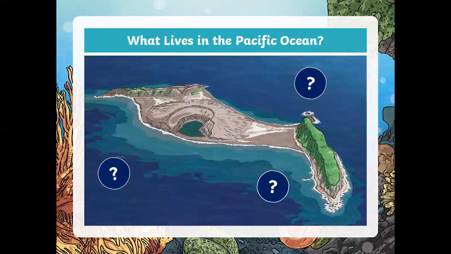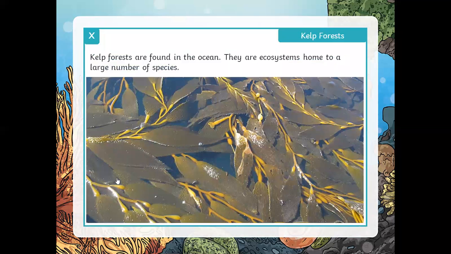So let's find out what we can find in the Pacific Ocean. Kelp forests are found in the Pacific Ocean, and they are ecosystems that are home to a large number of species. Just like the forest habitat on land is home to a lot of squirrels and birds, kelp forests are home to a large number of creatures that live under the sea.